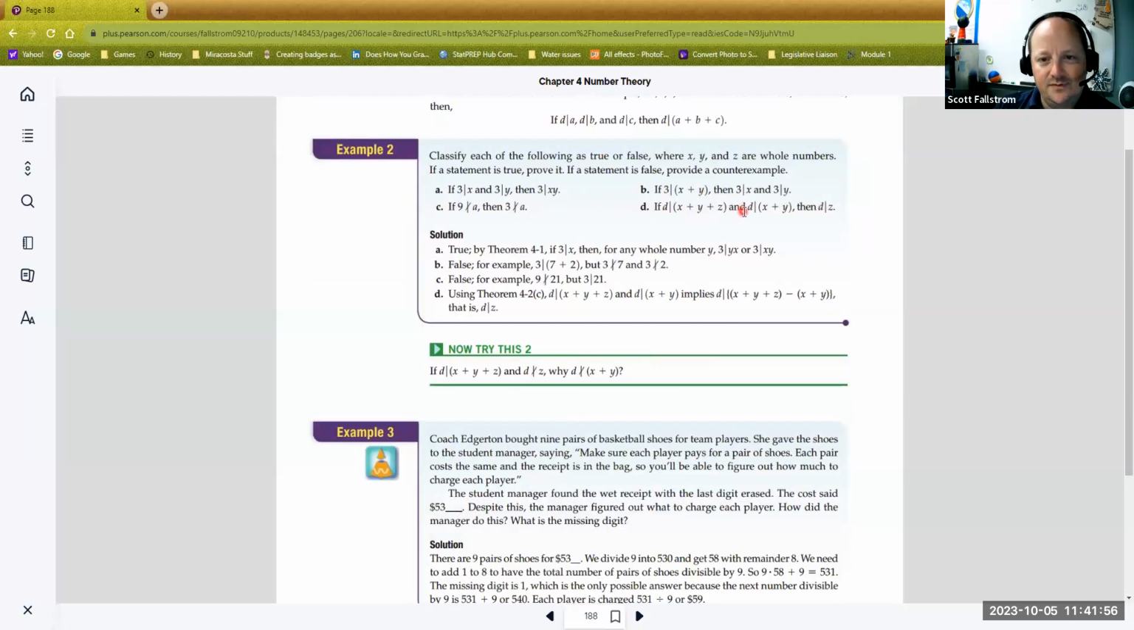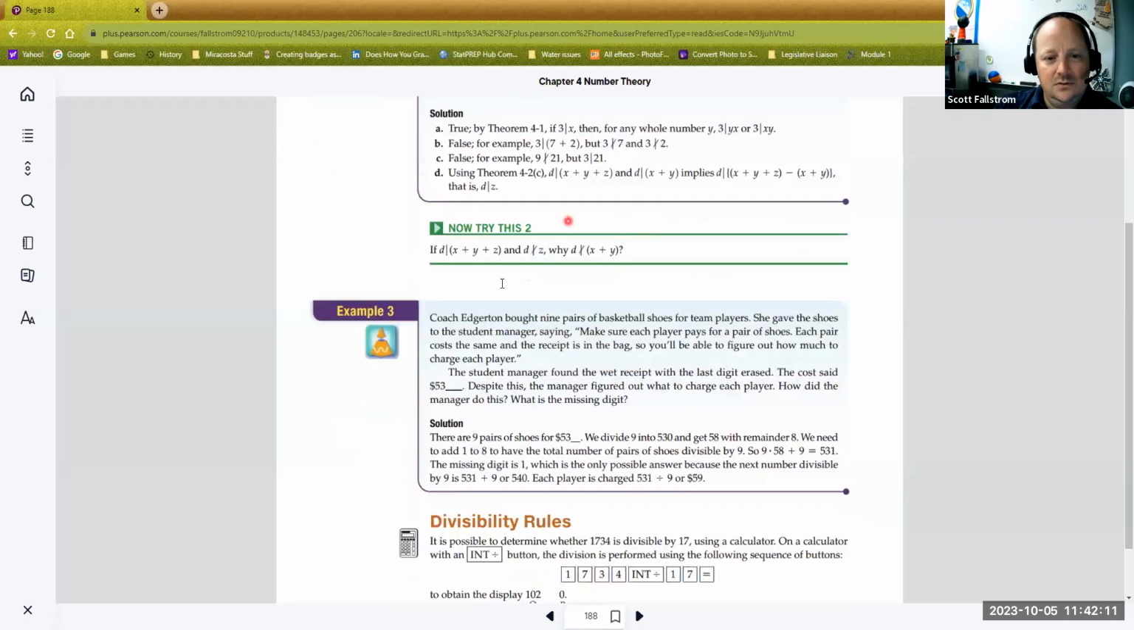Classify statements as true or false. These are just now applying the theorems, right? Applying the theorems. Now, if a theorem is not listed there, you have to think about some counterexamples.